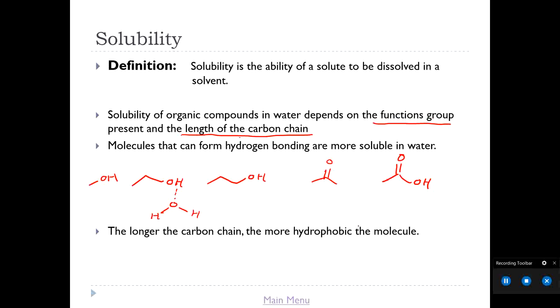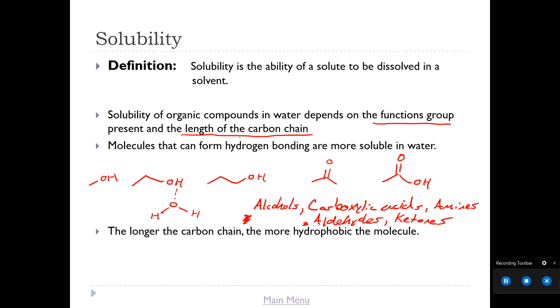Not just polar, but anything that can form hydrogen bonding with the water will be soluble in water. So again, that gives us the alcohols, carboxylic acids. They both form hydrogen bonding. Some amines as well. These ones are all fully soluble. Then the slightly soluble ones, we have the aldehydes and ketones.